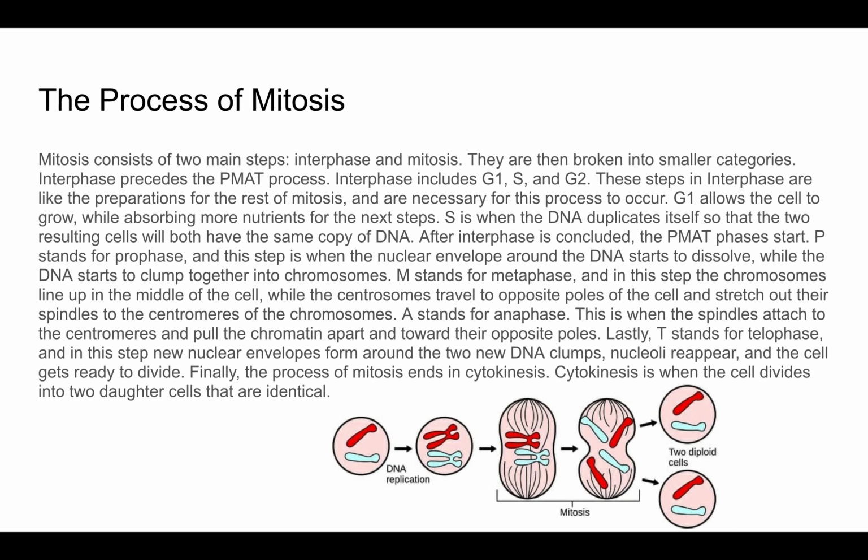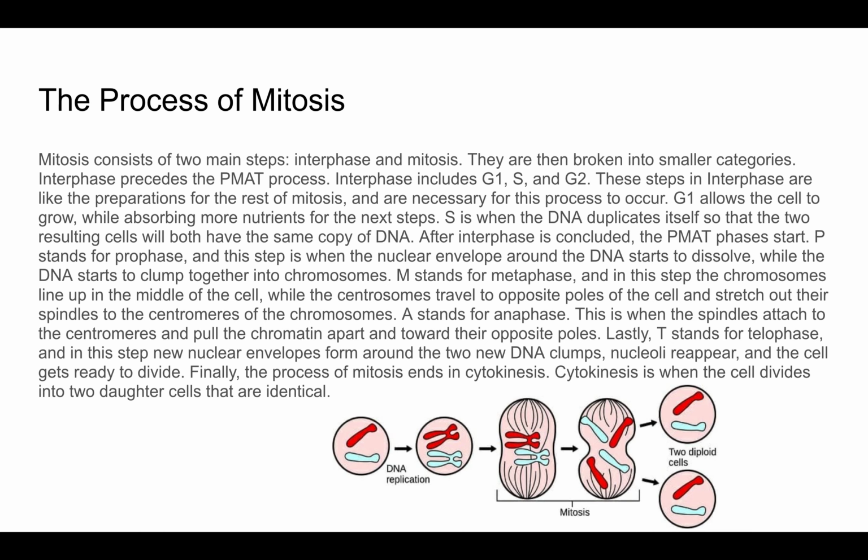Now I will talk about the process of mitosis. Mitosis consists of two main steps known as interphase and mitosis itself. And these two main steps are then broken into smaller categories. Interphase precedes the PMAT process. And interphase includes G1, S, and G2.